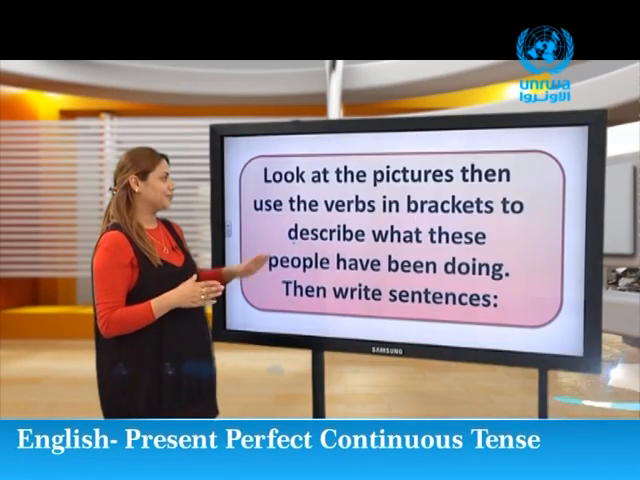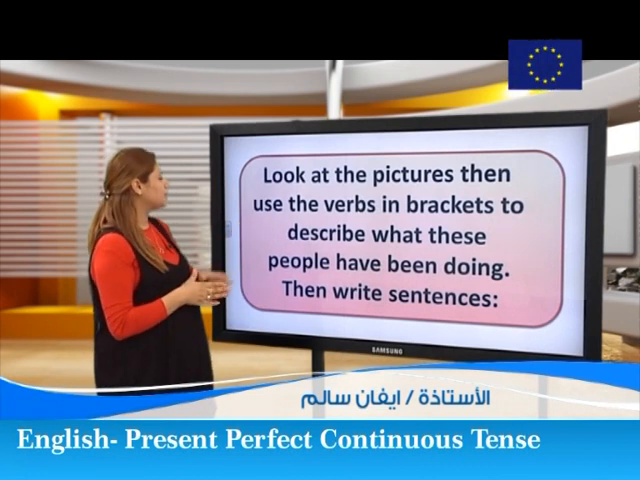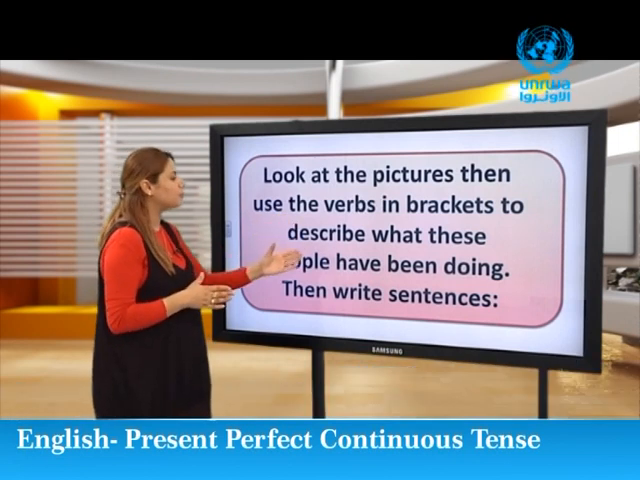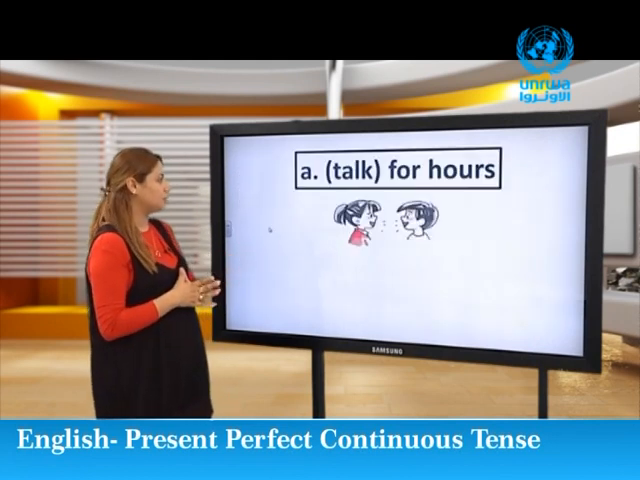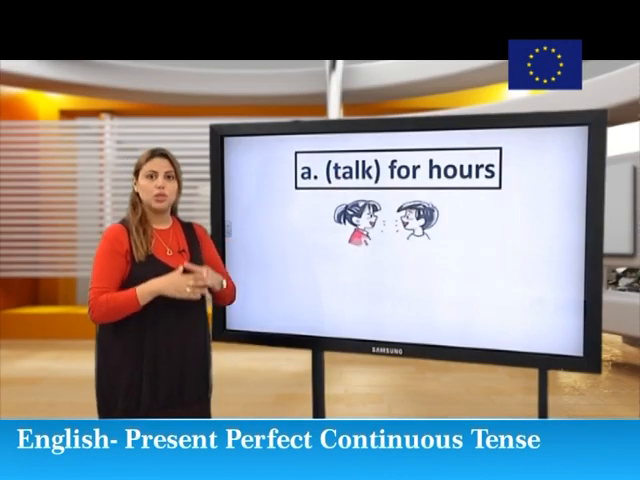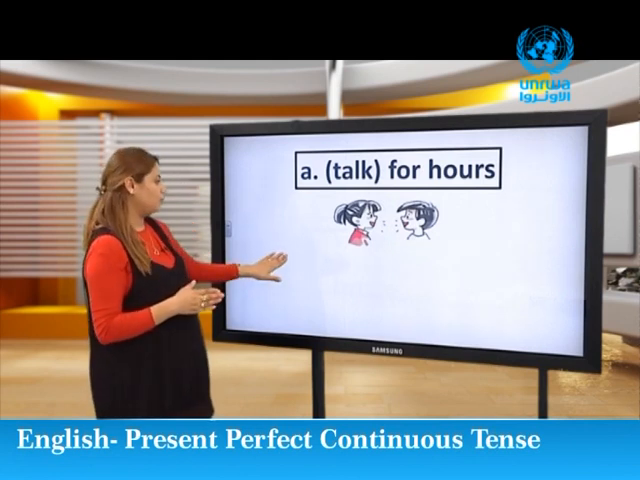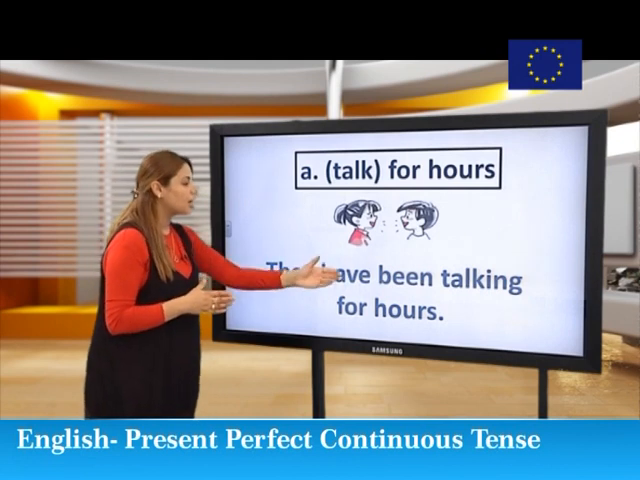Welcome back. Now it's time for practice. Look at the pictures, then use the verbs in brackets to describe what these people have been doing. Then write sentences. Let's start. Number 1, look at this picture. Here we have the verb talk and we have 4 hours. We need to use the present perfect continuous tense. So the sentence is, they have been talking for hours.